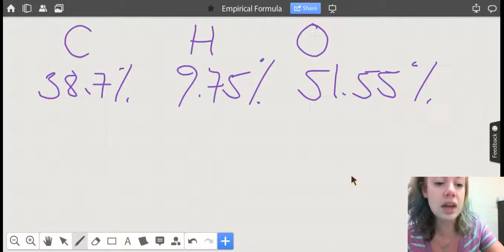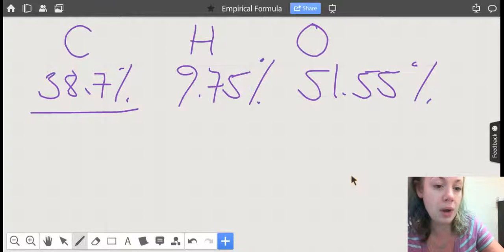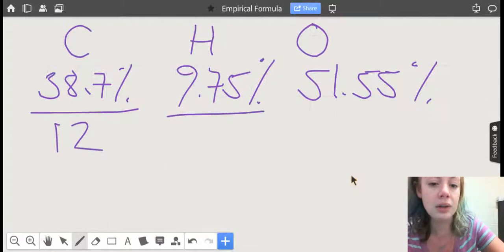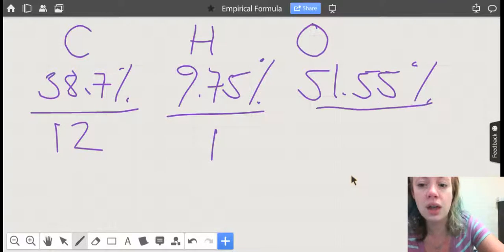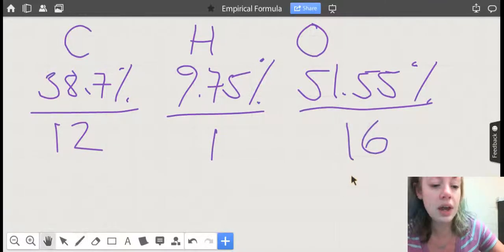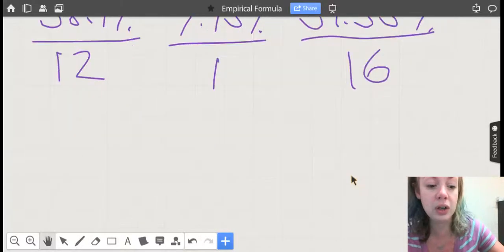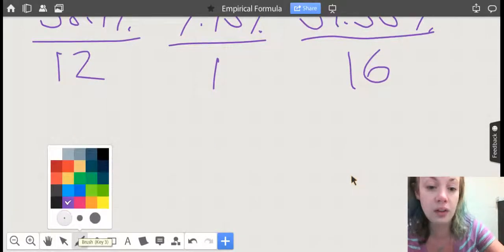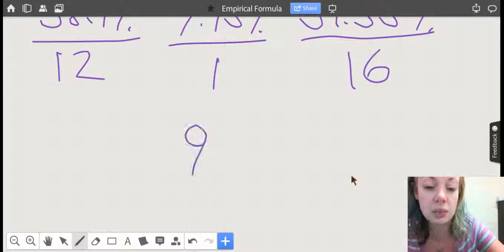So the first step is I divide each by the mass of 1 mole of the element. So I'm dividing by 12 for carbon, by 1 for hydrogen, and by 16 for oxygen. Now, this is where using rounded numbers really helps, because I don't have to do anything for my division for hydrogen, because every time I divide a number by 1, I get the same number again.